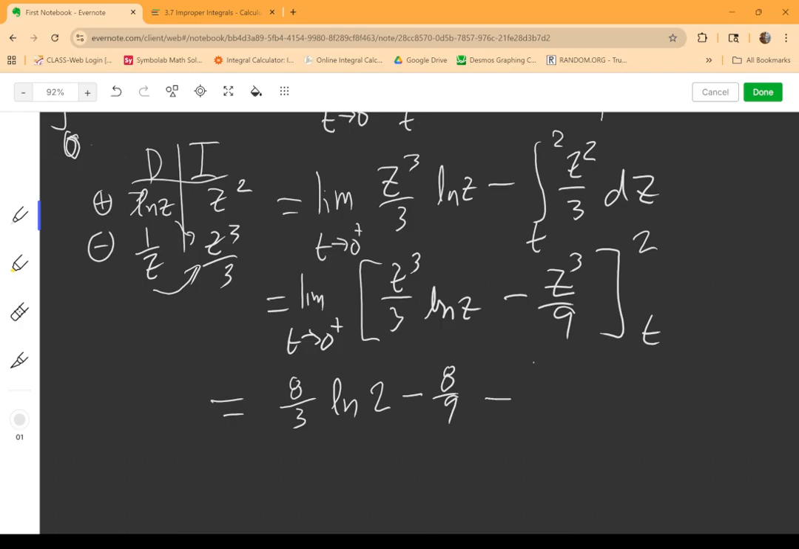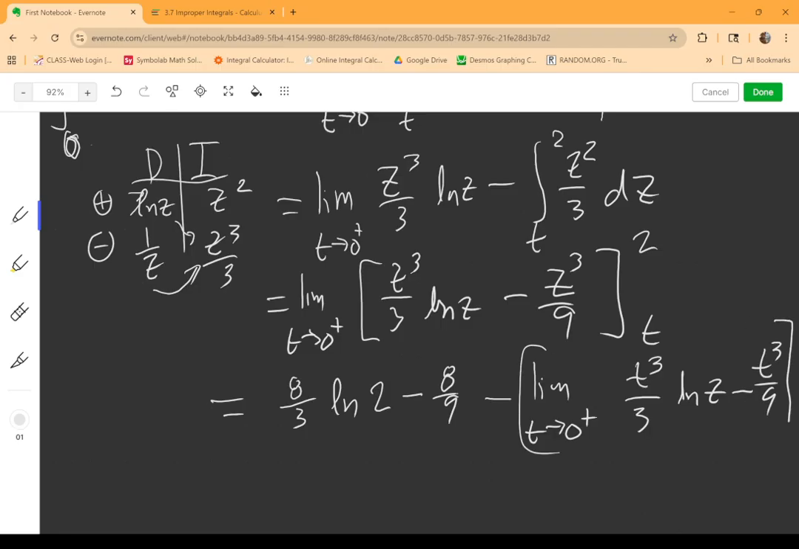And then minus, and here's where I'll rewrite the limit, the limit as t goes to 0 from the right. Now when I plug in t, we get t cubed over 3 ln of t minus t cubed over 9. The part without the natural log goes to 0, so I can just plug in 0 and it goes to 0.